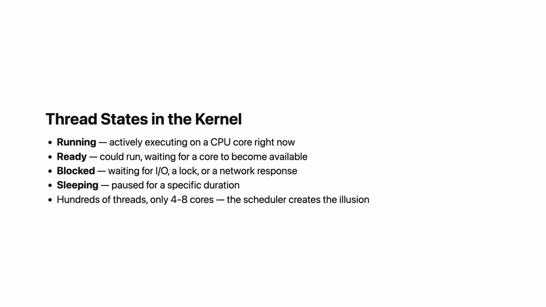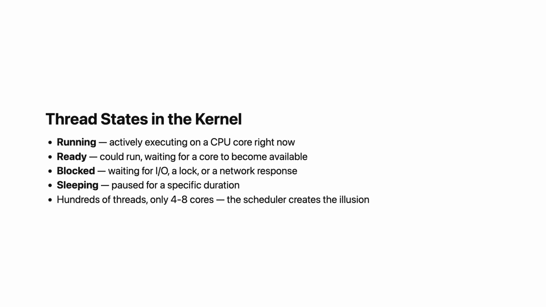Let us talk about how the scheduler makes those decisions. Linux uses a preemptive scheduling model. That means the kernel does not wait politely for a thread to finish. It forcibly interrupts threads after a time slice, typically a few milliseconds, and gives the CPU to someone else. This is how your phone can run Spotify, a messenger app, and your own app seemingly at the same time, even though there are way more threads than cores.